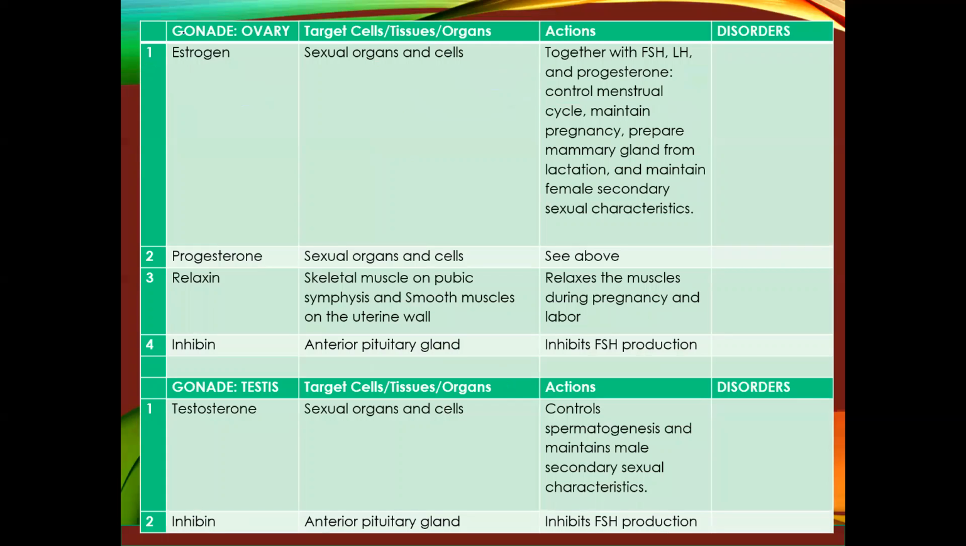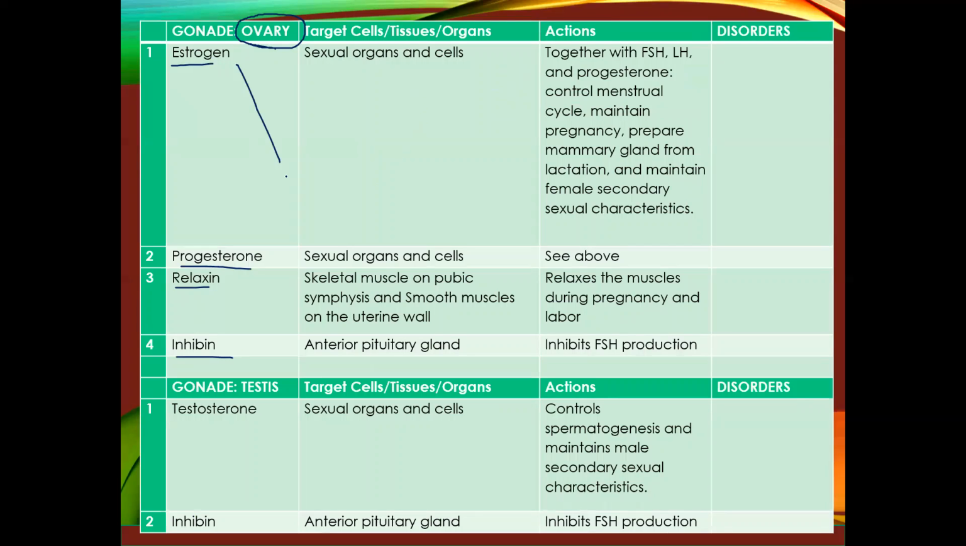Now we go to the next gland, the ovary. This is a sexual gland. It actually produces 4 hormones. The first one is called estrogen. The second one is progesterone. So maybe we are familiar with estrogen and progesterone. There are another 2 hormones produced by the ovary. They're called relaxin and inhibin.